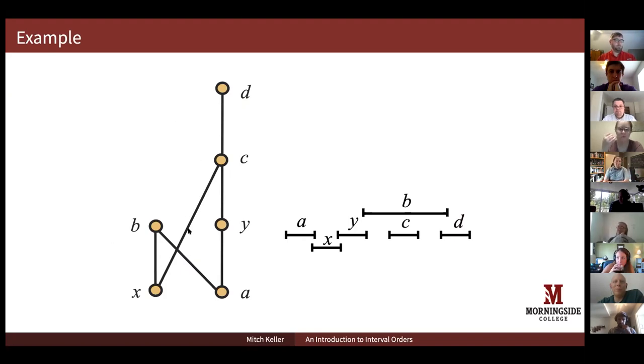On the left here we have our usual order diagram for the poset. And if you've not seen these before, remember we have transitivity. So this tells us that A is less than Y, and this tells us that Y is less than C. So because of transitivity, we also have A less than C. We don't draw that line there, because this picture would become chaos very rapidly if we tried to do that.